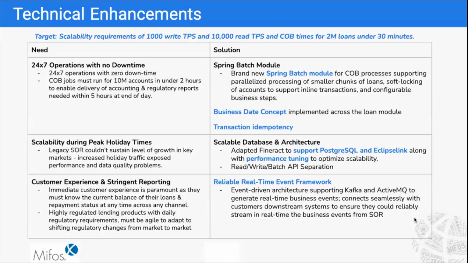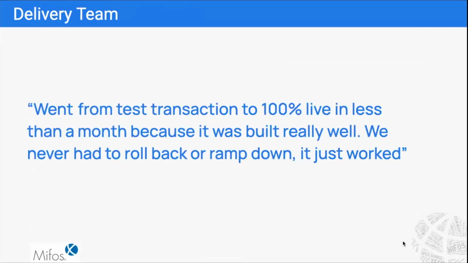And then lastly, the customer needed to integrate the system of record into their downstream systems to report back in real time all the information to a customer about these loans. And then they also had highly specific regulatory requirements that needed to be met. And so in order to achieve this, we introduced a brand new reliable real-time event framework built on Kafka and ActiveMQ, such that real-time business events can be streamed into their downstream systems, both for customer operations as well as accounting and regulatory reporting. You can proceed to the next slide, David.